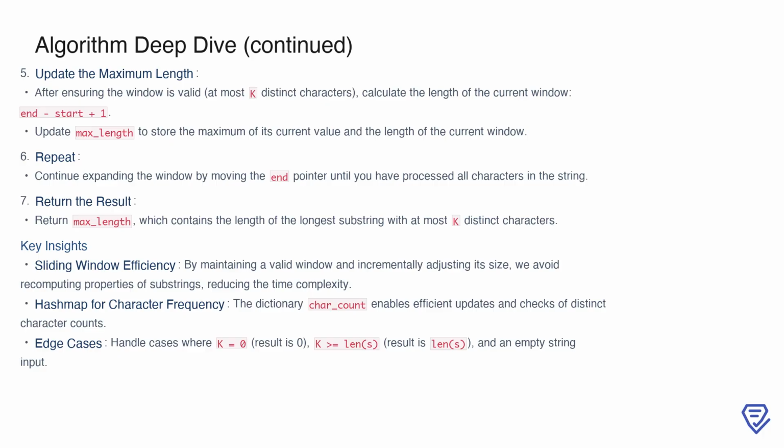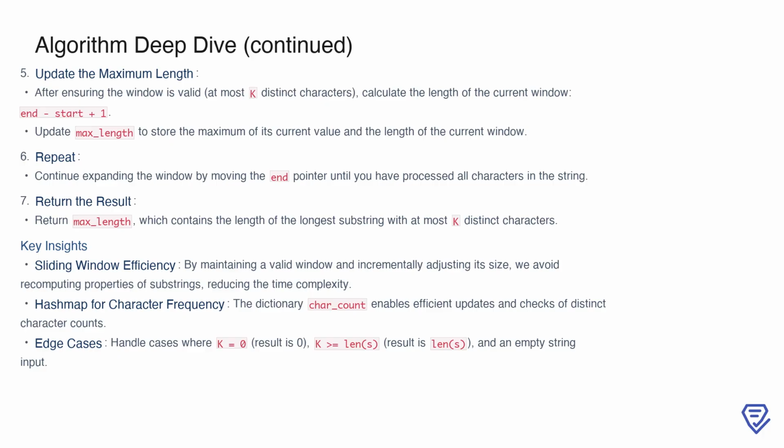Once the window is valid, we calculate its length using the formula end - start + 1. This gives us the size of the current substring. We then update max_length to store the maximum value between its current value and the length of this valid window. This ensures that max_length always reflects the longest valid substring encountered so far.